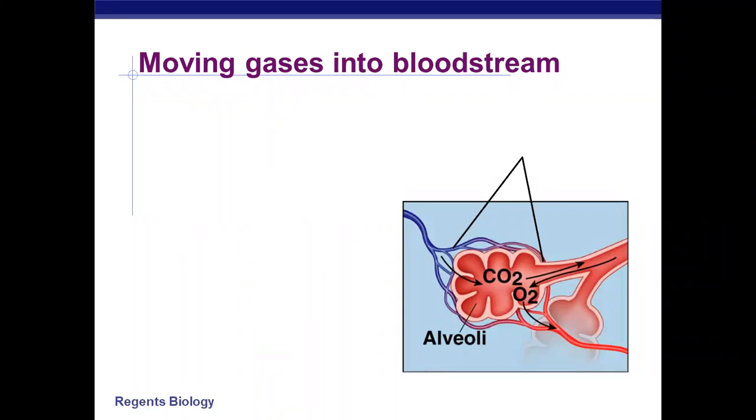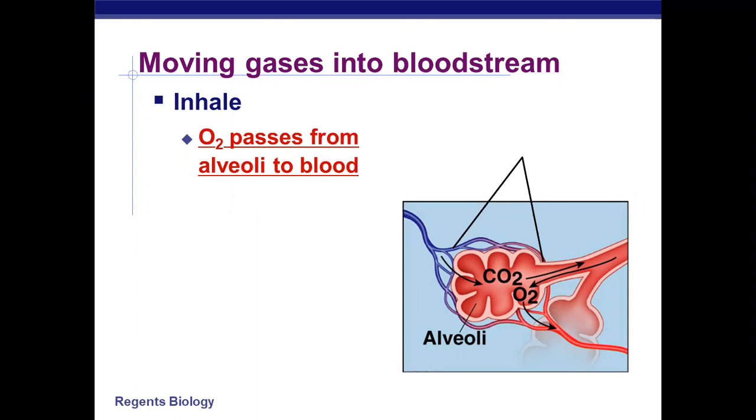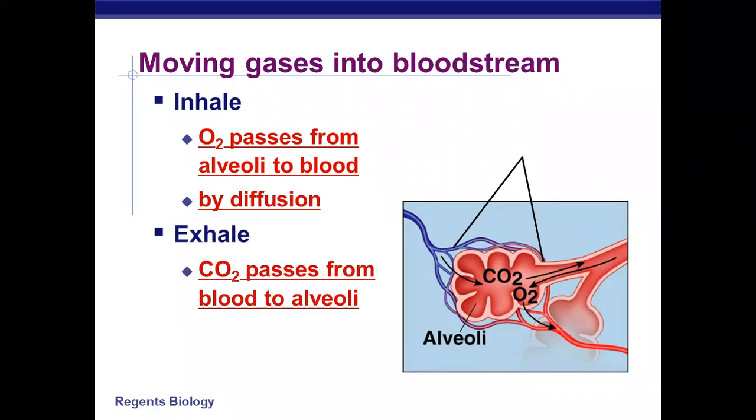Okay, so I just found those slides that I was missing. If you can go back up to the top of page 6. Moving gases into the bloodstream is the goal of the respiratory system. When you inhale, the oxygen passes from the alveoli to the blood. You can see these are alveoli to blood. It happens by diffusion. When you exhale, carbon dioxide passes from the blood to the alveoli by diffusion.